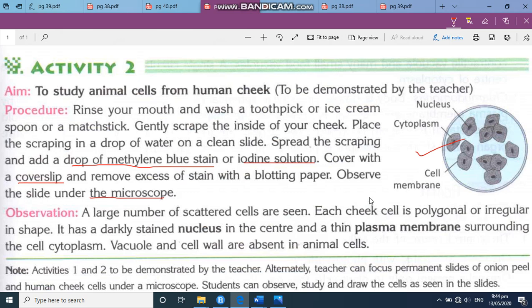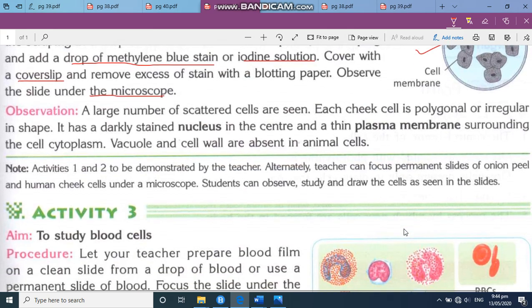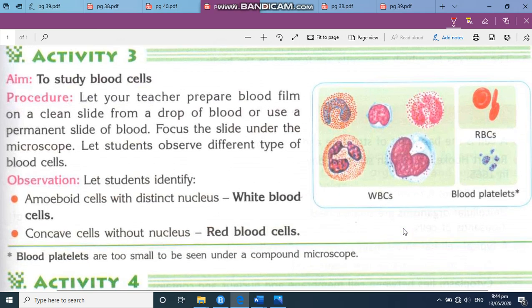In the onion, it was in the form of bricks lying together. Now each cell is polygonal, irregular in shape, and you have in the center a darkly stained nucleus and a thin plasma membrane surrounding each cell's cytoplasm. So vacuole and cell wall are absent in the animal cell. You will not find here a cell wall or any vacuole as we have seen in the plant cell or the onion cell. Now the third activity is to study blood cells.